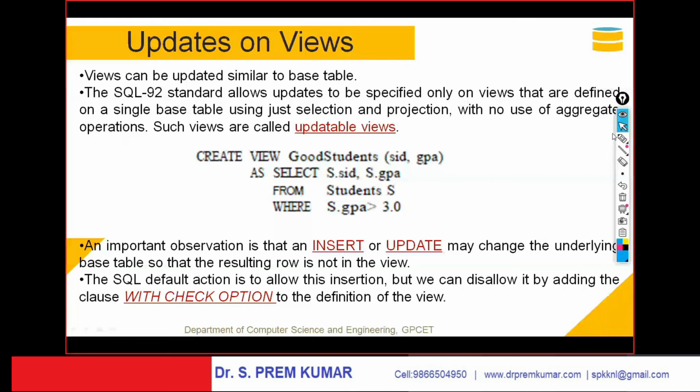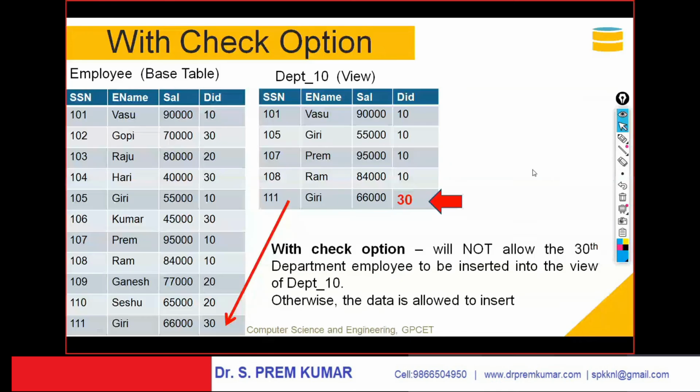For example, I created a view of the 10th department. This is the base table, the original table. If I see this view, only department 10 rows are visualized: 10, 10, 10, 10, 10. Who are these? Vasu, Giri, Prem, Ram. These are all 10th department employees. From where did you get them? From the base table.